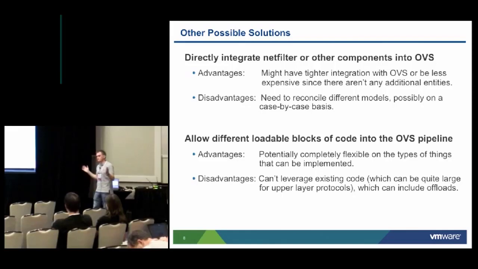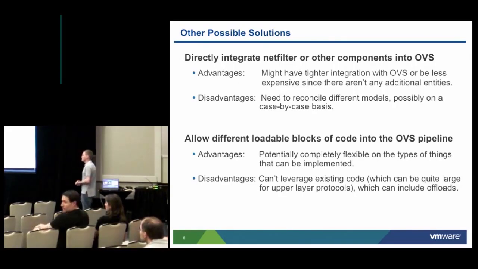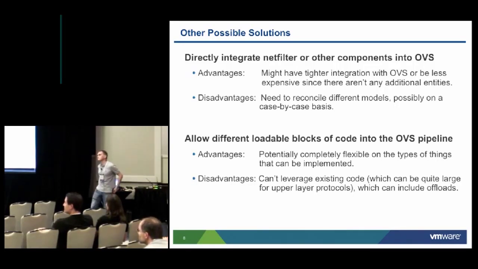And so obviously, if you can add new code, it's infinitely flexible. Anything that you can imagine can hopefully be implemented. However, it has somewhat of a downside: if you're trying to reuse a lot of this existing code functionality, then it becomes much more difficult to integrate with the rest of the stack because you've written your own. And if you have things like offloads, they don't naturally get picked up, et cetera, which is an advantage of doing it integrated.